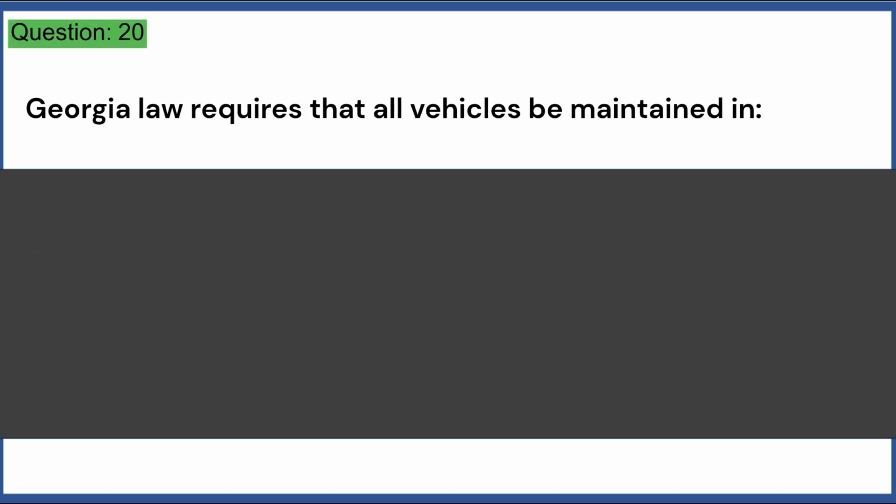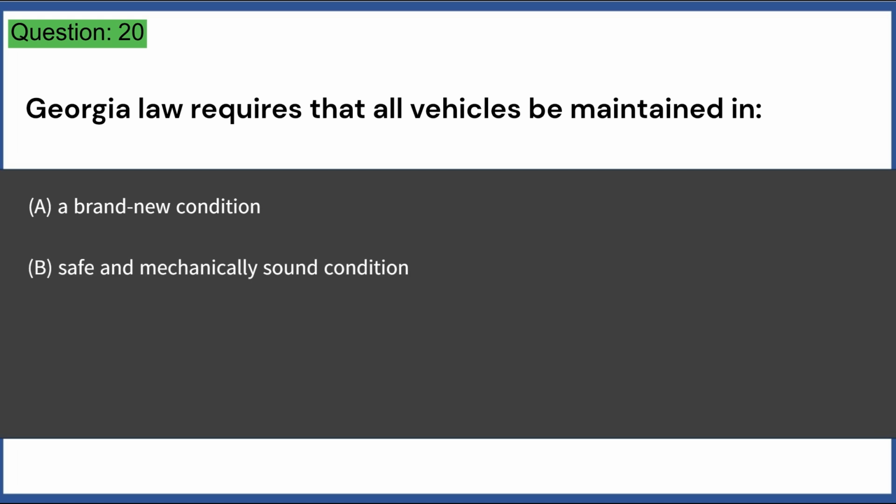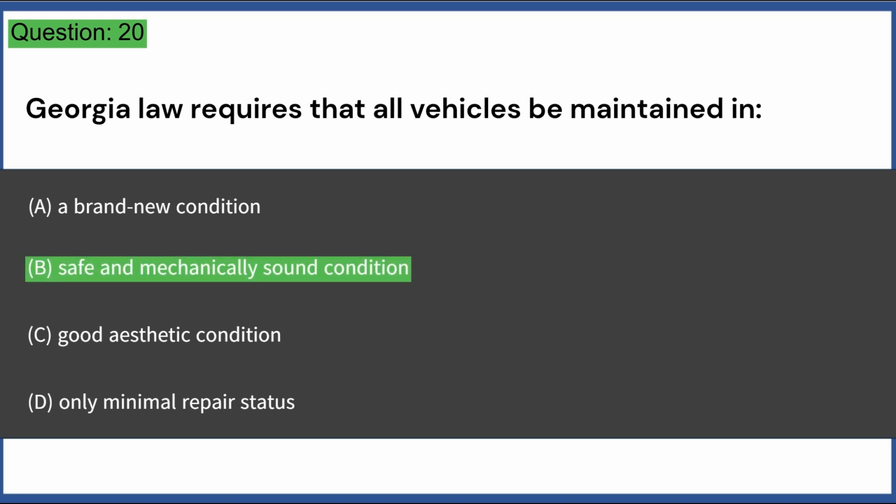Georgia law requires that all vehicles be maintained in: A. A brand new condition. B. Safe and mechanically sound condition. C. Good aesthetic condition. D. Only minimal repair status. Answer: B. Vehicles must be kept in safe and operable condition to avoid citations and ensure road safety.